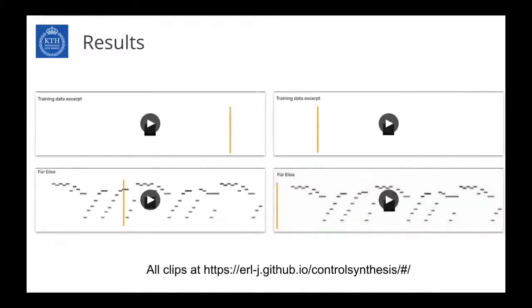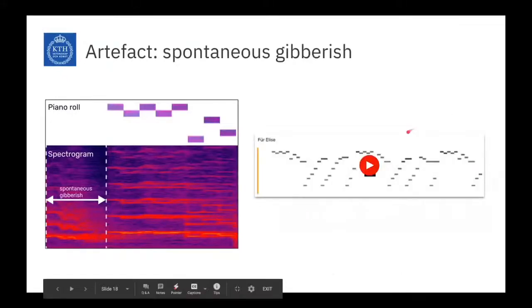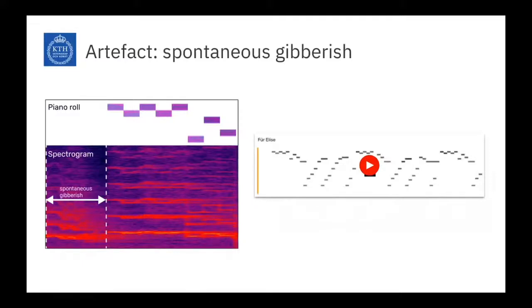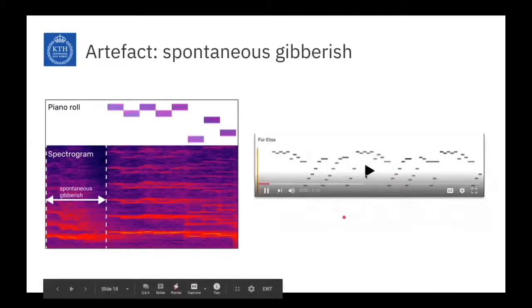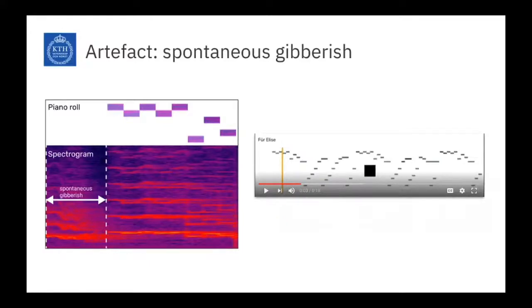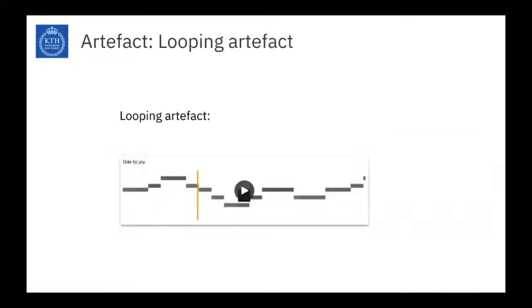You might have heard in the beginning that in the flute render, there are some interesting sounds before the first MIDI note event. We think that this is due to the MIDI transcription being insufficient, so there is essentially noise in the dataset. We also hear something that sounds a bit like a note is looping.